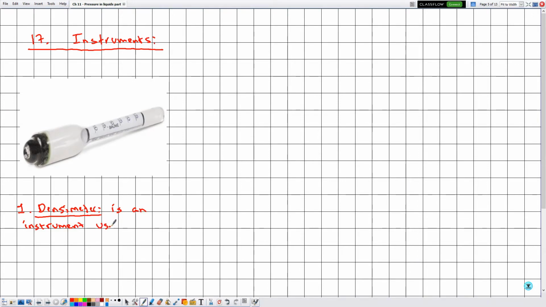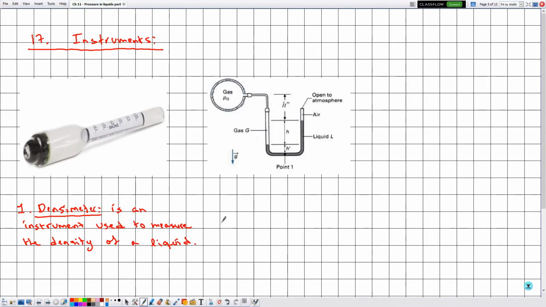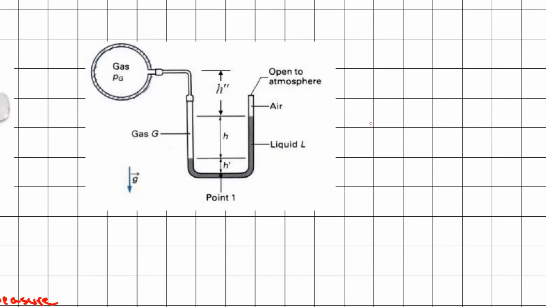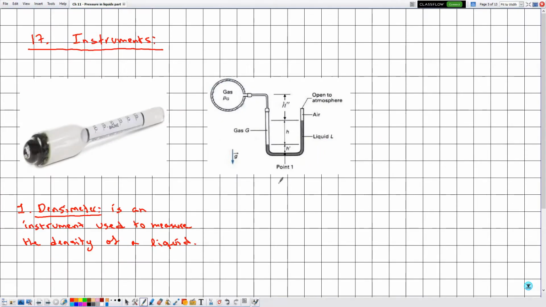Used to measure the density of a liquid. Now what about the pressure? So in this case, this is a sketch of the functioning of the manometric gauge. So let's write down, the second instrument is given by the manometric gauge.